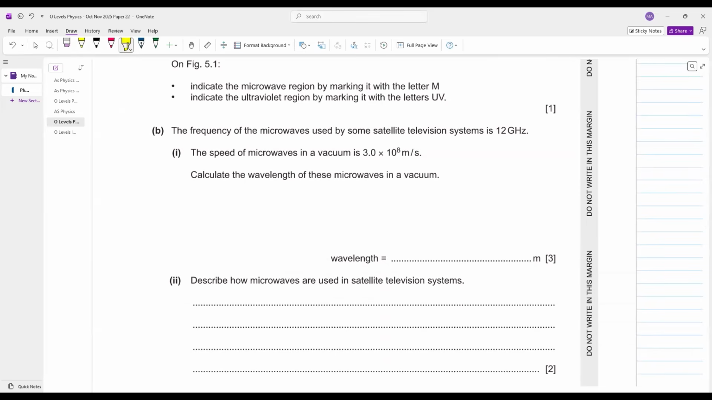The frequency of the microwaves used by some satellite systems is this. अच्छा जी, ये frequency of microwaves आ गई. Okay. The speed of microwaves is this. Okay, speed भी आ गई. You have to calculate the wavelength of the microwaves. How will you do that? V is equals to F lambda. Velocity क्या है बेटा? 3 into 10 raised to the power of 8. Frequency क्या है? 12 into 10 raised to the power of 9. Wavelength हमने निकालनी है. How will you calculate the wavelength? 3 into 10 raised to the power of 8 divided by 12 into 10 raised to the power of 9 is equals to your wavelength.